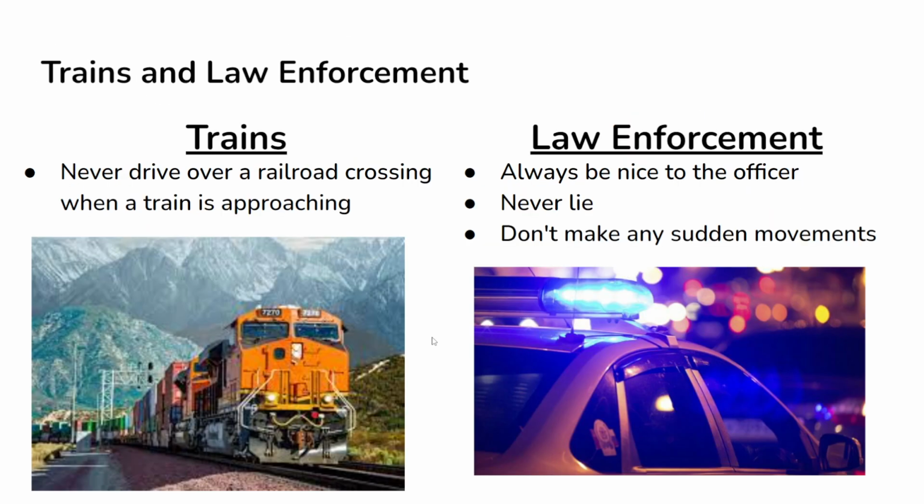For trains and law enforcement: never drive over railroad crossings when a train is approaching. That train will not stop for you. For law enforcement, always be nice to the officer. Never lie. Do not make any sudden movements. So when you get pulled over, make sure you signal to the officer that you know you're getting pulled over. If it's dark, turn on your cabin light. Just don't be a total jerk.